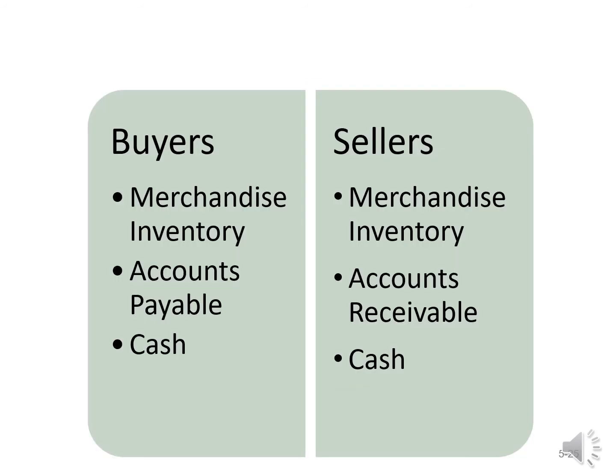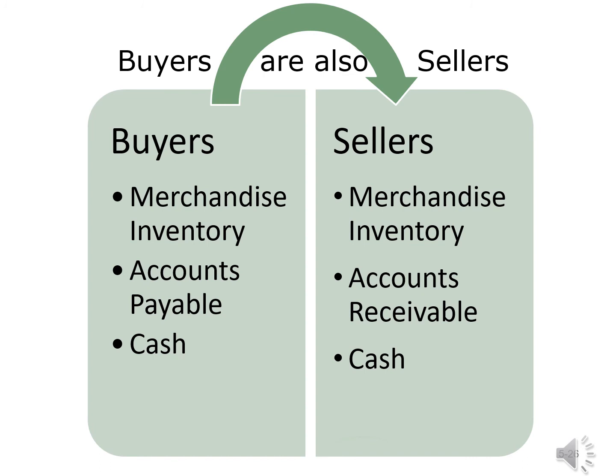Let's take a look at the accounts that we've been using for buyers and sellers. Both buyers and sellers have a new account, merchandise inventory. They also both have accounts for invoices for those items that are on account, accounts payable and accounts receivable. And of course, we have cash.